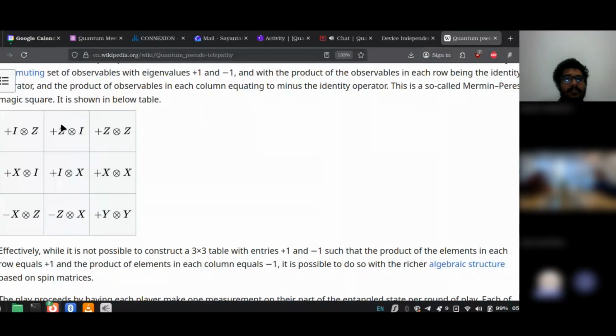Does everybody know this? Yes. I mean, they are all familiar with quantum. Oh, nice, brilliant.